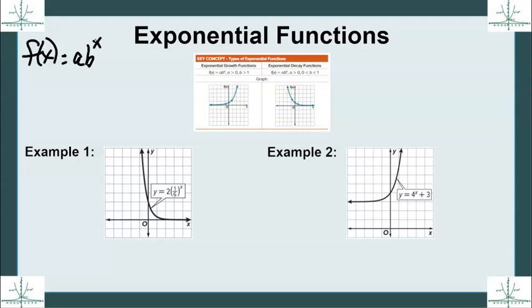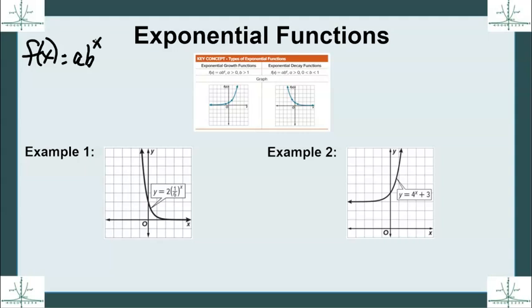So the base has to be bigger than 0, but if the base is less than 1 but greater than 0, it'd be an exponential decay. That means it's declining or decreasing at a rapid pace, and then eventually it gets close to leveling out.